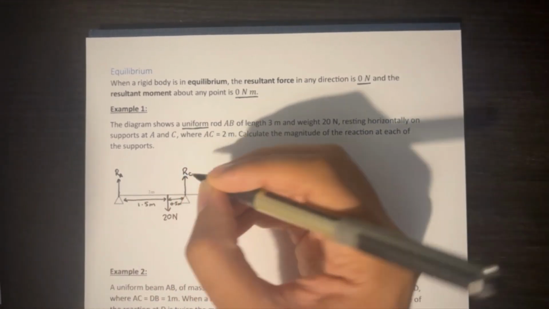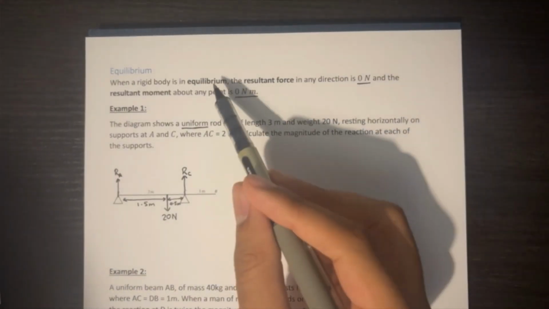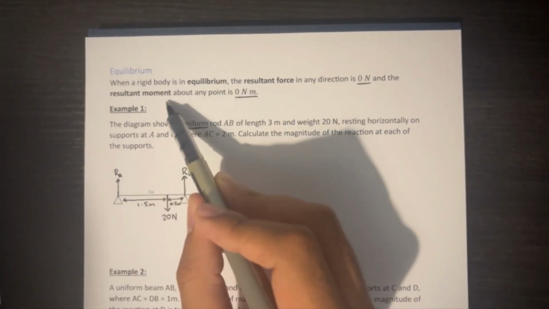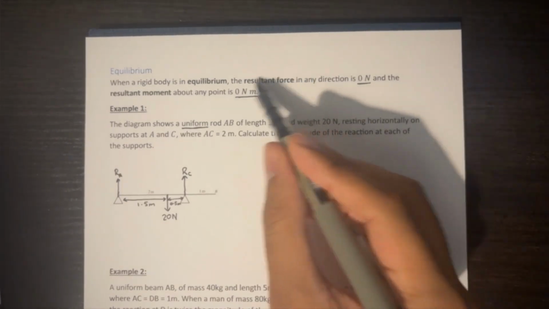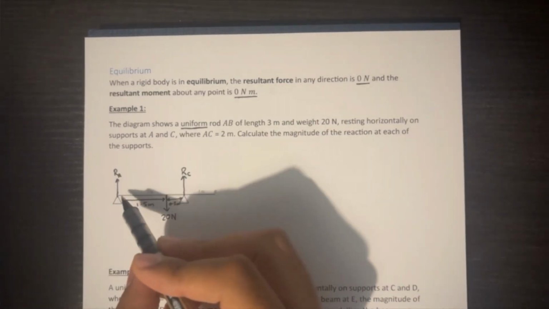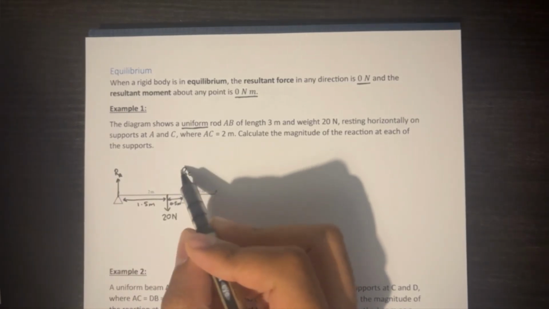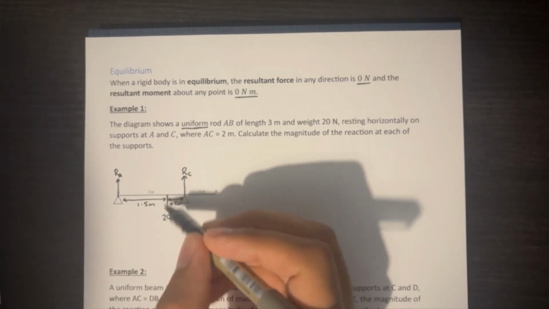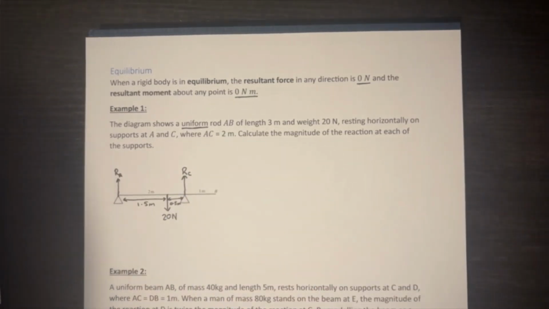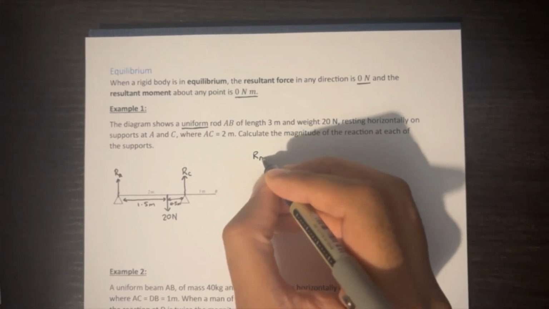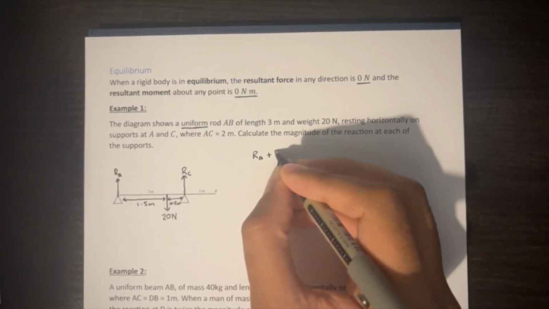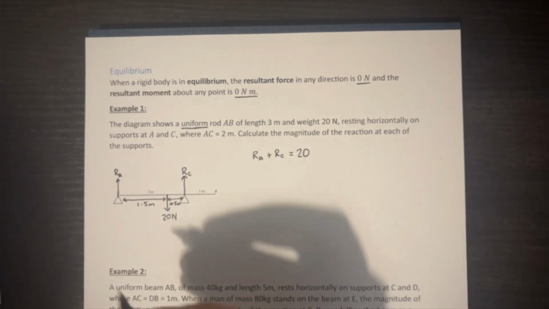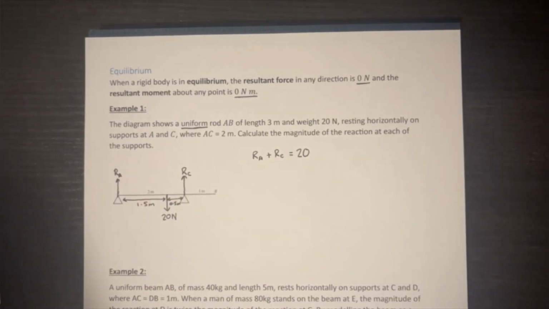and I've also got a reaction force at C. Now, because they're in equilibrium, that means the resultant force and the resultant moment about any point is 0. So if I think about that resultant force part first, I've got RA and RC, so the reaction at A and the reaction at C going up the way, and I've got the weight of 20 newtons going down the way. So I know that RA plus RC must be equal to 20. That's in equilibrium, so the forces going up must be equal to the forces going down.